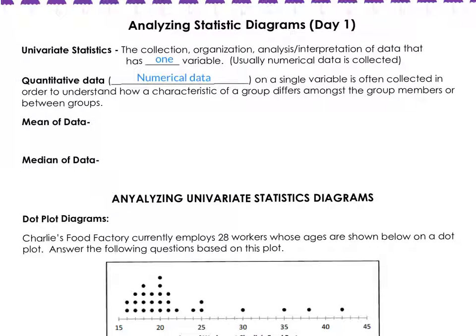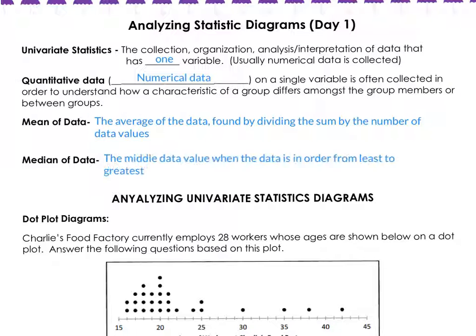So we will have a couple of statistical measures we're going to look at. One is the mean of the data, and you've probably heard this before. This is the average of the data, and it's found by dividing the sum by the number of data values. The median of the data, probably something else you are familiar with, is the middle data value when the data is in order from least to greatest. And we're going to talk more about when these are used and when one is better than the other later.